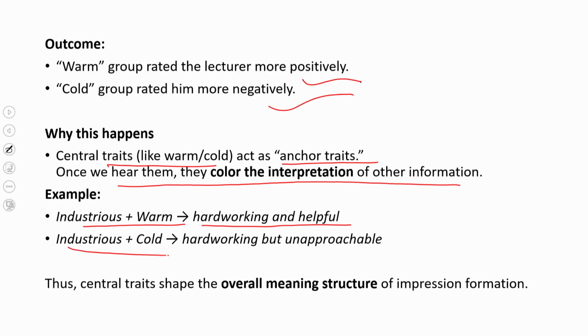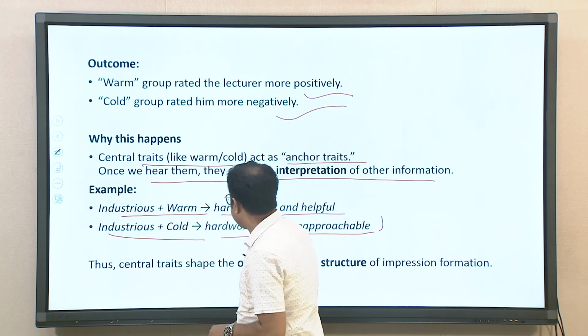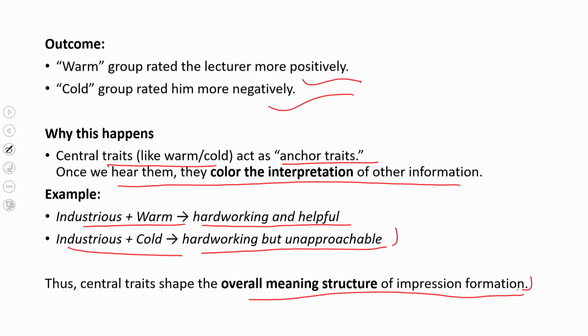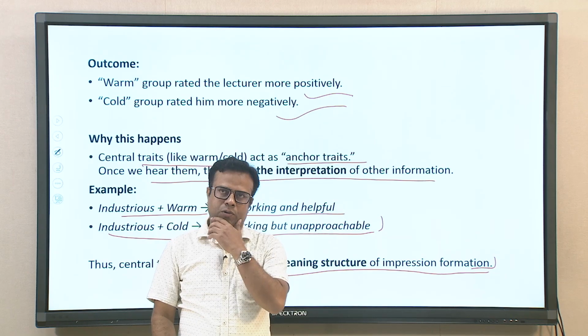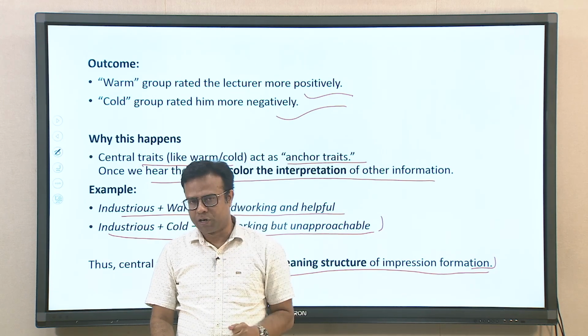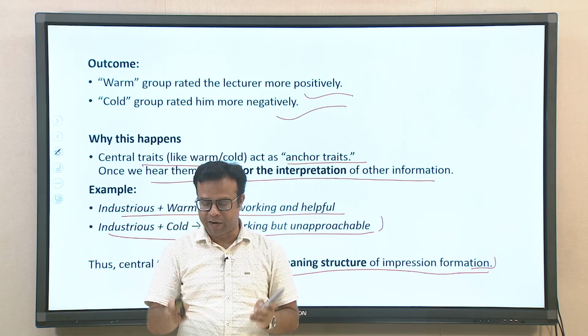When we say industrious plus cold, the impression formed by people is generally hardworking, but unapproachable. Whenever the word cold is used, it generally gives a sense that this person is unapproachable. So, then some kind of negative judgment kicks in and so on. So, thus central traits shape the overall meaning structure of impression formation. Okay? Central traits shape the overall meaning structure of impression formation, because they influence very strongly. So, at least these two experiments clearly show that.